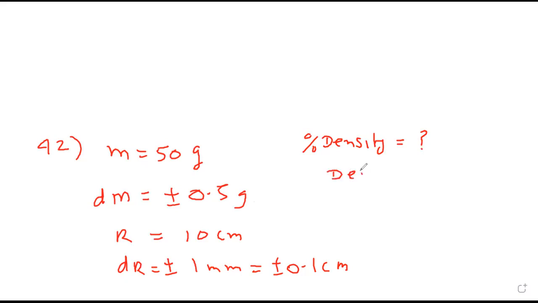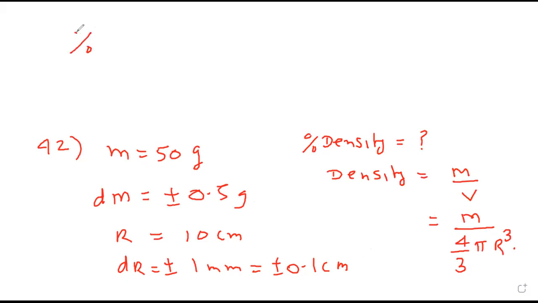What is the density formula? Mass upon volume. And what is the volume of a sphere? 4 by 3 pi r cube. 4 by 3 pi r cube is the volume of a sphere.